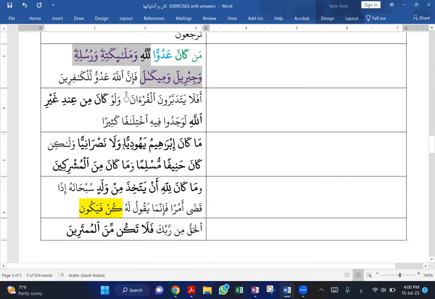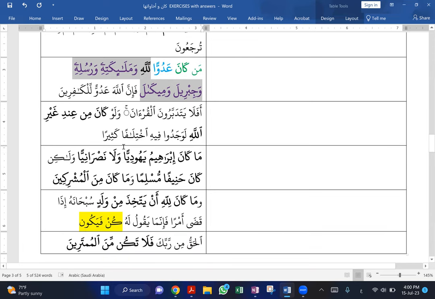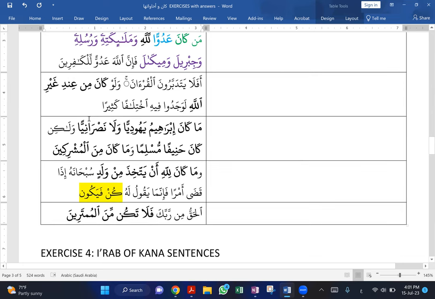Okay. So, man kana aduwan lillahi wa malaikatihi wa rusulihi wa jibrila wa mikala. Whoever, man here is shartiya. So whoever was an enemy to Allah and his angels and his messengers and to Jibril and Mikael, then of course this is the response to the shart: fa inna Allaha aduwwun lil kafirin. This is the jawabu shart. We'll get to shart and jawabu shart when we get there, inshallah.